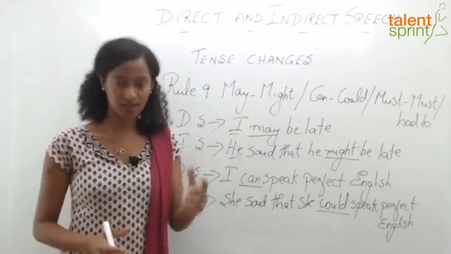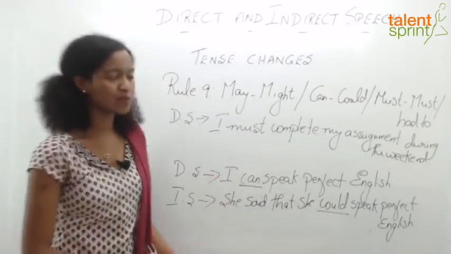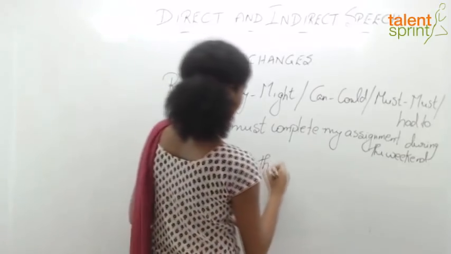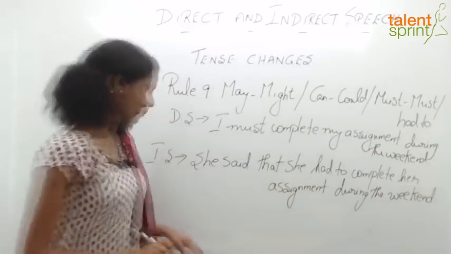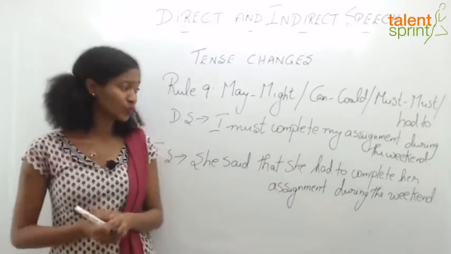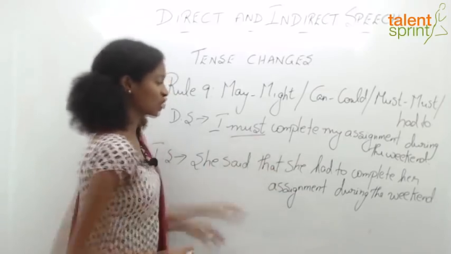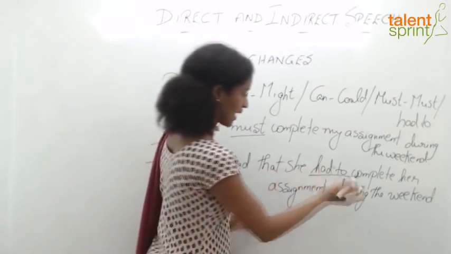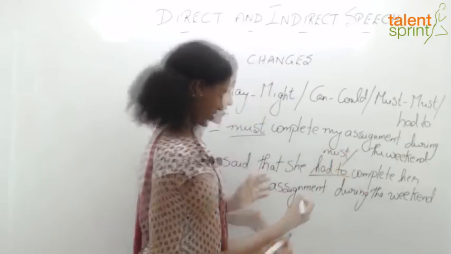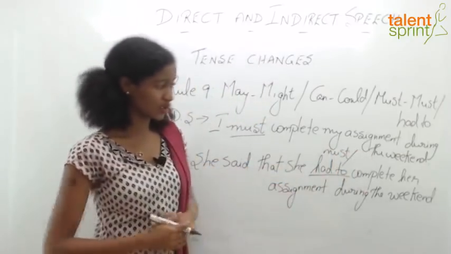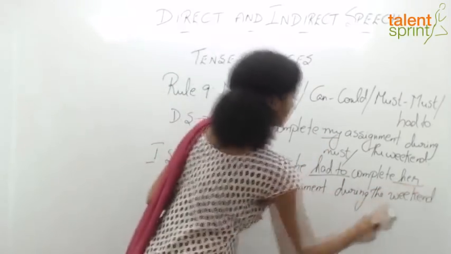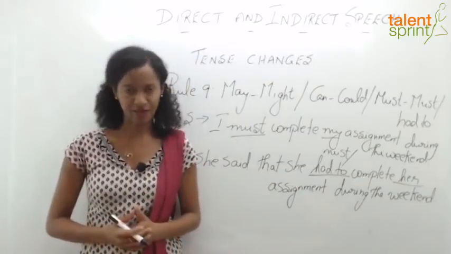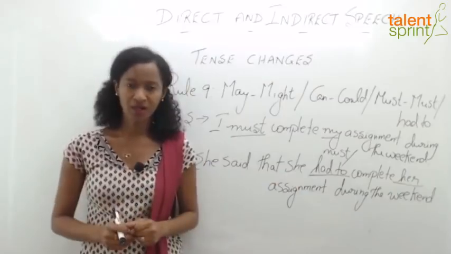Let's look at one example for must. I must complete my assignment during the weekend. She said that she had to complete her assignment during the weekend. So if you look at it again, must is changed to had to, or it can also be retained as must. She had to, or you could use must again. She said that she must complete her assignment during the weekend. So the pronoun change happens and must remains the same in the indirect speech, or you could change it to had to. Let's look at our last rule when it comes to tenses.